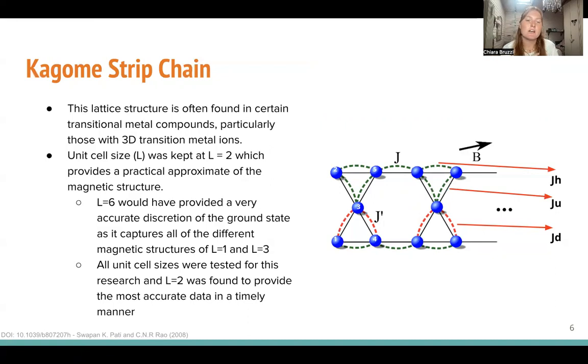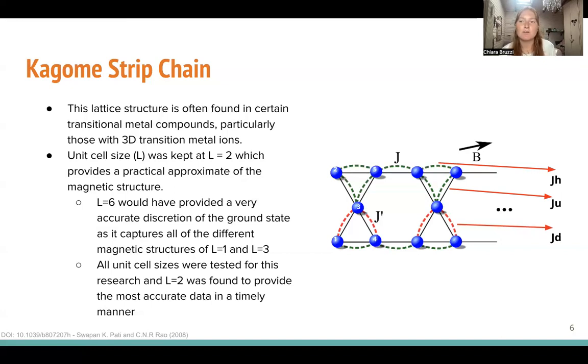And this lattice structure is often found in certain transitional metal compounds, particularly those with 3D transition metal ions. The unit cell size is important because you will see different magnetization plateaus and characteristics depending on the unit cell size. So what we found was that we're going to be using 2 unit cells because that gives a practical approximate of the magnetic structure.